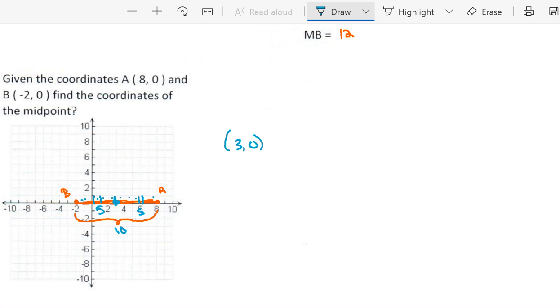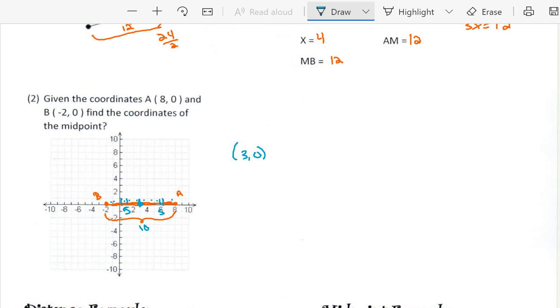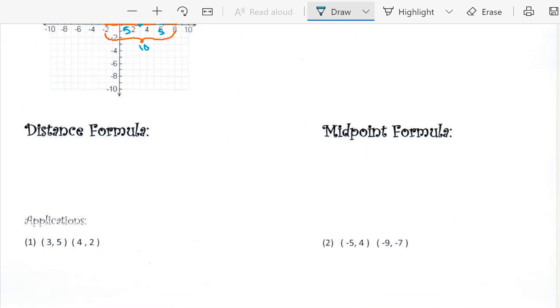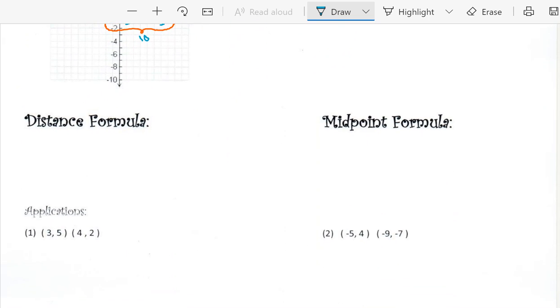So with that in mind, let me tell you what the formulas are. We've got 2 formulas we're going to be dealing with today. One is distance, one is midpoint. The distance formula tells you the length of a segment. And the midpoint formula gives you the coordinates of the midpoint of a segment.